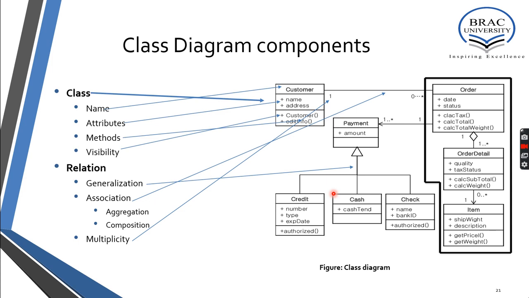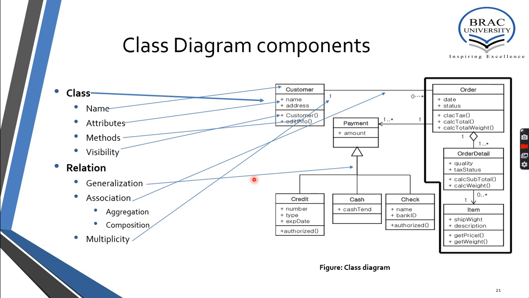Let's see what the relations are. There are mainly four types of relationship here. The first one is generalization, that is, if you go back to the use case diagram, the parent child relation or inheritance relation. So we need to identify those relations also in the class diagram, because the parent class and child class relation should be shown in the diagram.